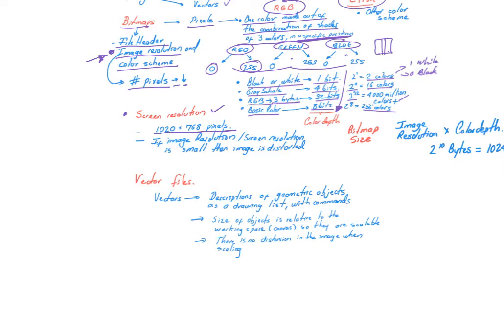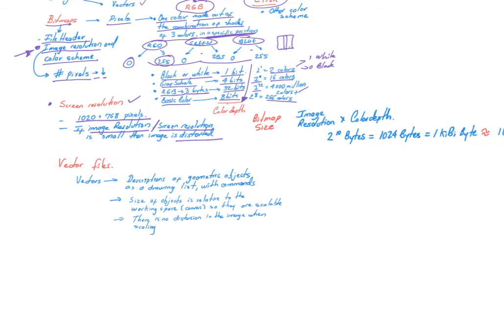Now, one thing that you should have in mind for bitmaps is that if the image resolution divided by the screen resolution is a small number, that means that the image that you have is going to look distorted, because the number of pixels is going to be less than the screen resolution, right? But if the image resolution is higher than the screen, then the information is going to be enough for it to be very detailed. So you're going to have a detailed image.